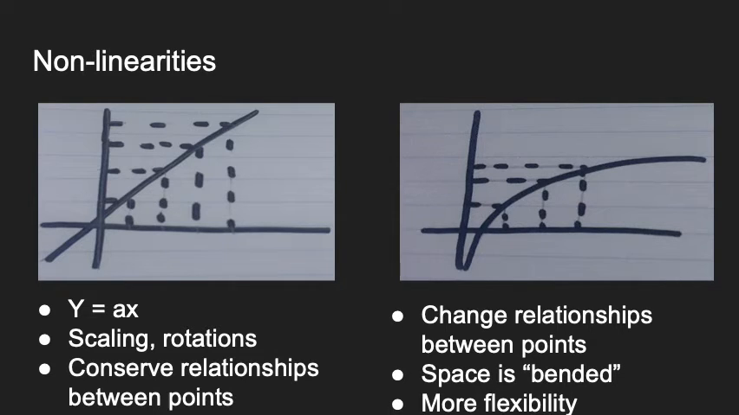On the right side, on the other hand, you see a log function. And it's very obvious that the log function changes the relationship between x and y. Basically, it bends the space. You can see that the points are closer on the y-axis than they are on the x-axis. And this is what the non-linearity does. Because it can bend the space, non-linearity gives more flexibility to the network.